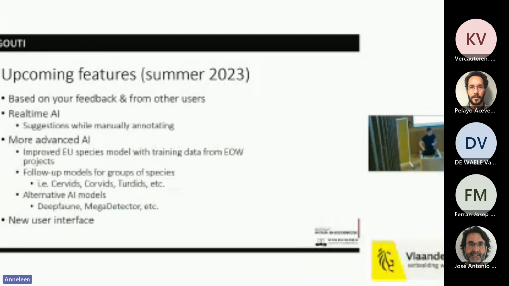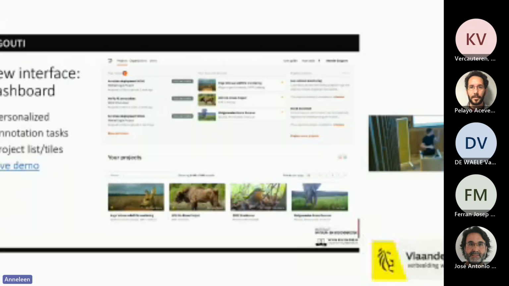That's about 80% completed now. I'm not going to show you a live demo because it will be a little bit tricky. But basically, we try to just improve the interface also based on your feedback, so to have a little bit more personalized view.